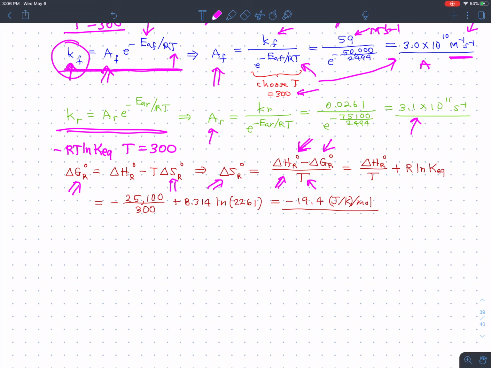And now if I plug in the definition of delta G here, I can simplify things a little bit, so it becomes delta H of reaction over temperature plus R times the logarithm of the equilibrium constant, in this case at 300 Kelvin. And plugging in all those numbers gives a delta S of reaction of minus 19.4 joules per K.